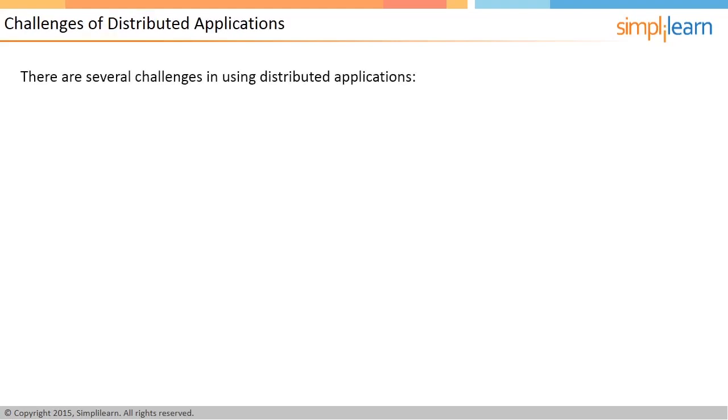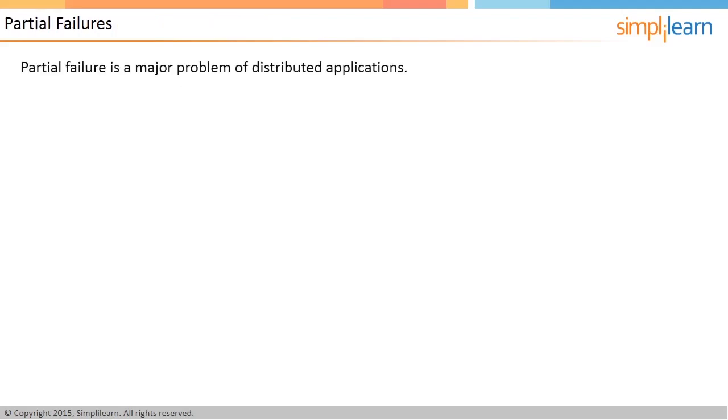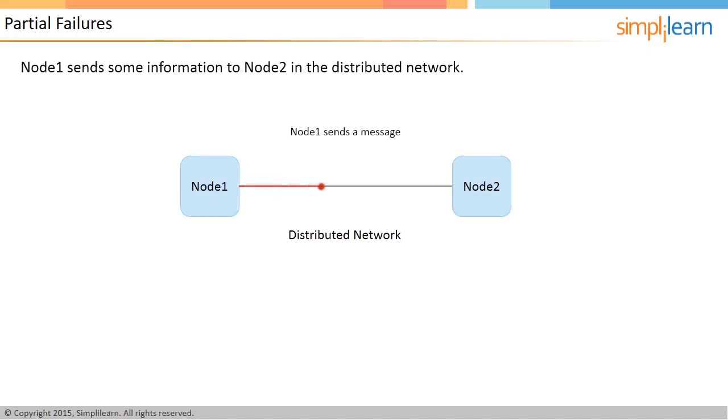Partial failure is a major challenge in distributed applications. Suppose there are 2 nodes, Node 1 and Node 2, in a distributed system. Node 1 sends a message to Node 2 through the network. However, the network fails before Node 1 receives an acknowledgement from Node 2. As a result, Node 1 does not know if Node 2 got the message or not. It will know the actual status only after the network gets connected again.